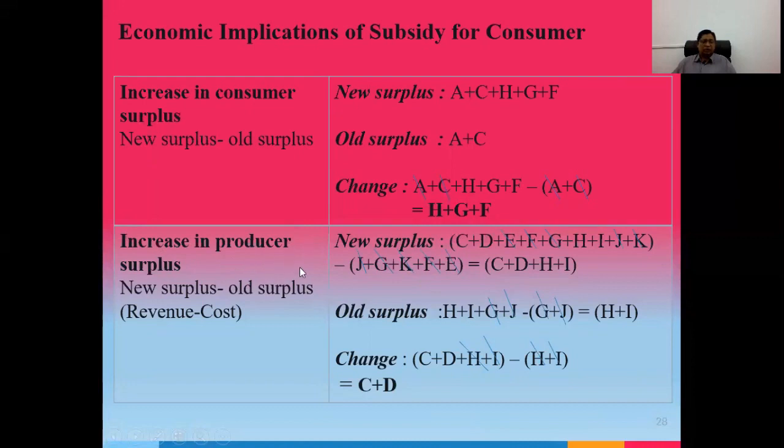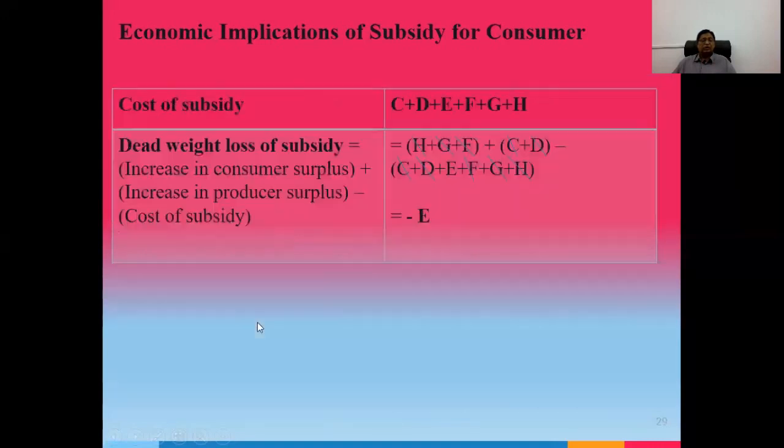Then increase in producer surplus. Again, the difference between new surplus and old surplus. As I mentioned earlier, producer surplus is the difference between total revenue and total variable cost. This is the total revenue of the producer. This is the total variable cost. This is the new producer surplus. This is the old producer surplus. Then the difference between old and new is C plus D. That is the increase in producer surplus.